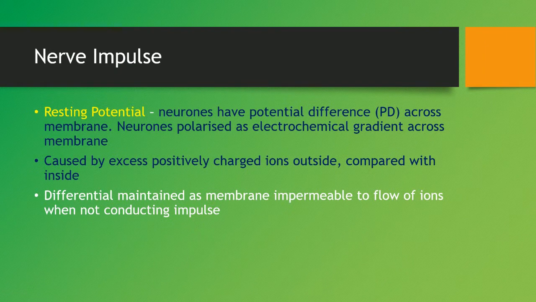So the resting potential then. Neurons have this thing called a potential difference, right? And this happens across the membrane. Neurons will become polarized as an electrochemical gradient across the membrane. This is caused by excess positively charged ions on the outside compared with the inside. We talked about this last time, saying that there are basically more ions on the outside of the axon than the inside of the axon. And when this is the case, the axon will have a resting potential. This differential is maintained as the membrane is impermeable to the flow of ions when not conducting an impulse. Therefore, ions cannot come from the outside to the inside as the membrane is impermeable to them.